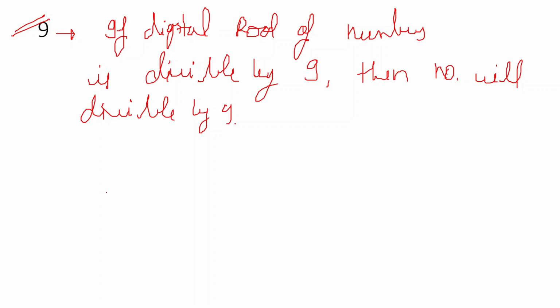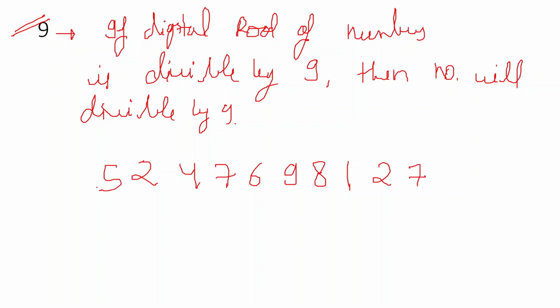Let's take another example. Let's write a random number: 2 4 7 6 9 8 1 2 7 5. I want to check if this number is divisible by 9 or not. I will just use the digital root concept. So I will remove this 9. 8 1 9, 7 2 9, 5 4 9, 7 2 9. The digital root of this number comes to 6. 6 is not divisible by 9, hence this number is not divisible by 9. I hope now everyone understands this rule.